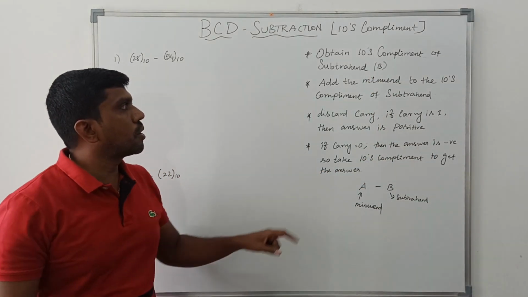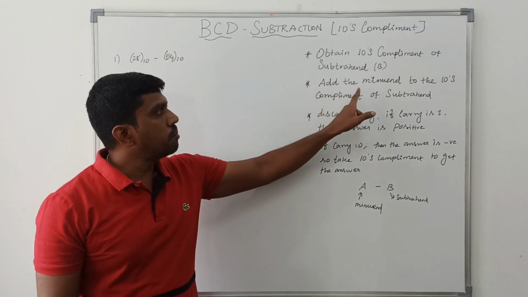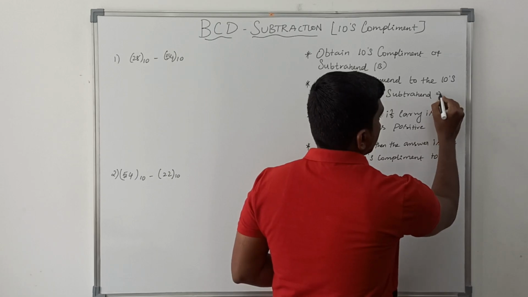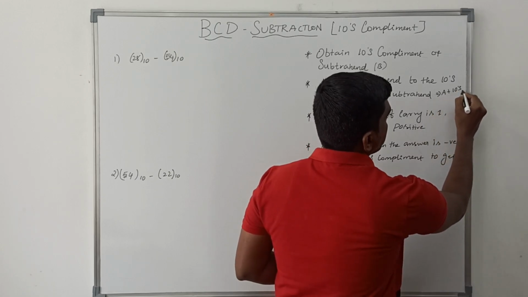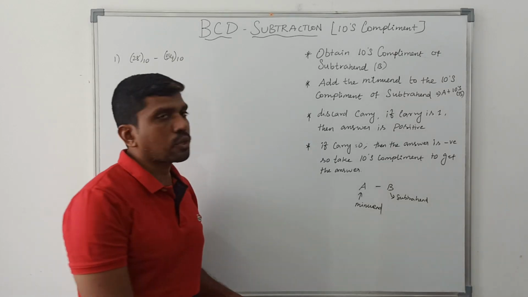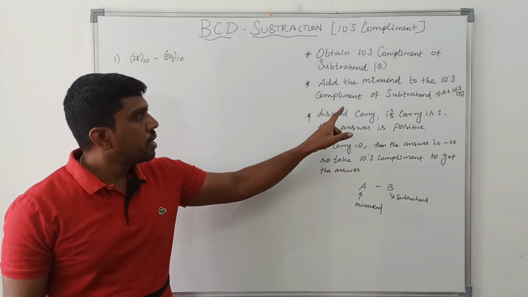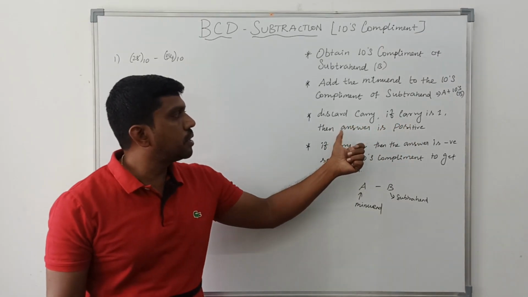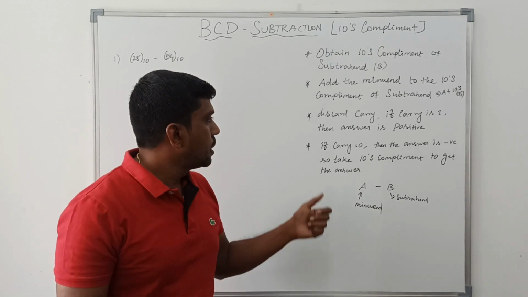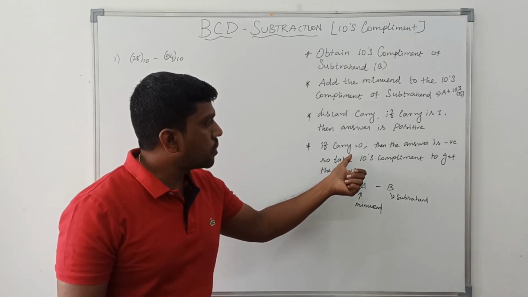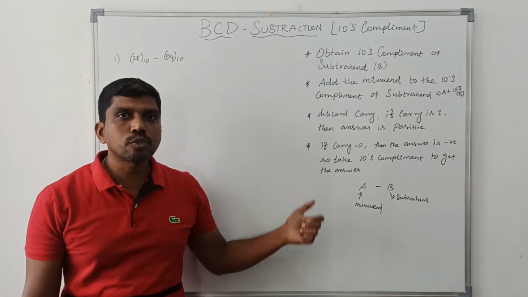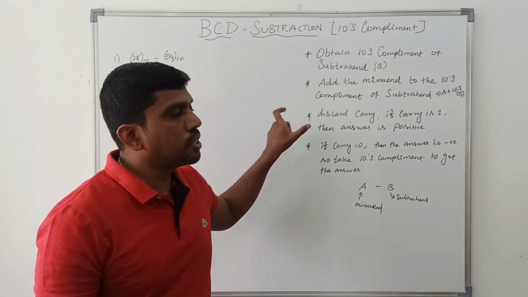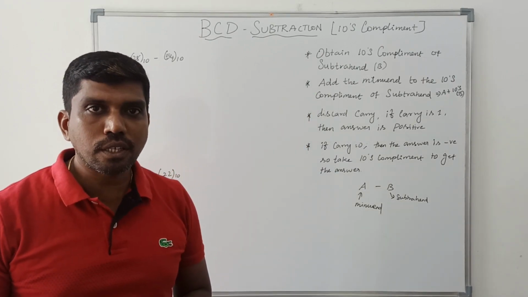First you take the tens complement of B, then add the minuend to the tens complement of the subtrahend. So in this step you add A plus tens complement of B. Then third step, if any carry is produced, just ignore the carry. If carry is 1, then the answer is a positive number. Final step, if carry equals 0, then the answer is negative, so you take the tens complement to get the answer. These four steps are very important to solve BCD subtraction using tens complement.